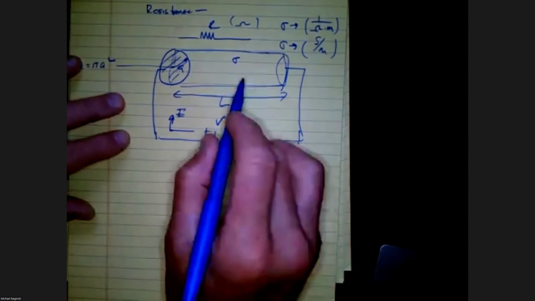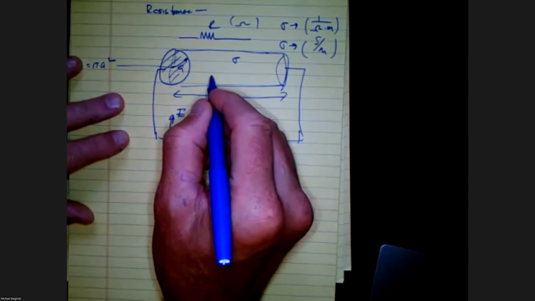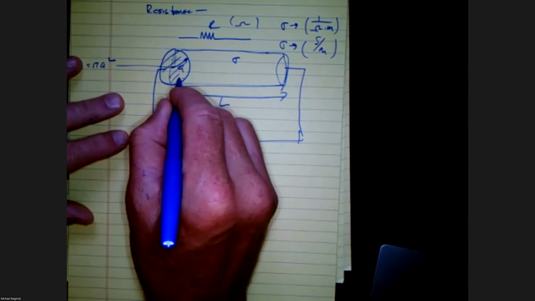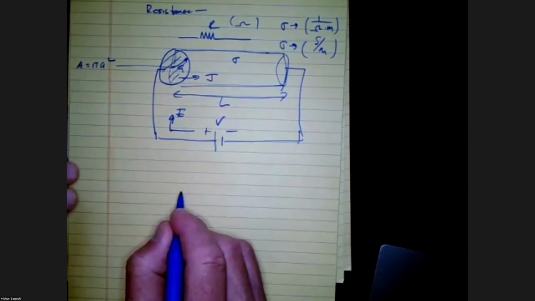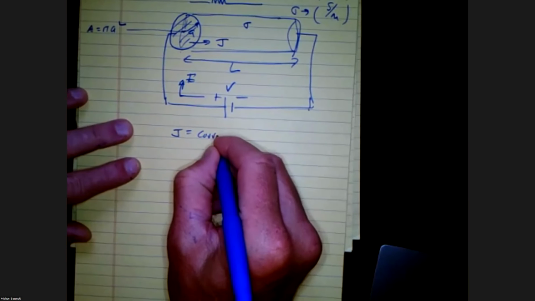If you have this, and this is the conductivity, then the actual current density is symbolized as J. So I'm going to write this down here. J is the current density.